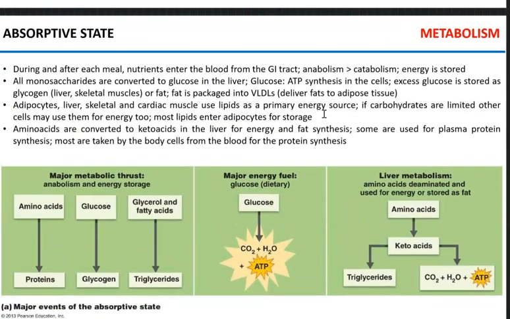Absorptive state. Now, I'm going to be kind of punctate, and I will explain what I can ask you about. Absorptive state, during and after meal. Okay? So what you're going to get? What processes are going to be upregulated? Protein synthesis, lipogenesis, glycogenesis, glycolysis. Does that make sense? All these processes are going to be upregulated. They're going to be increased. Am I making sense?